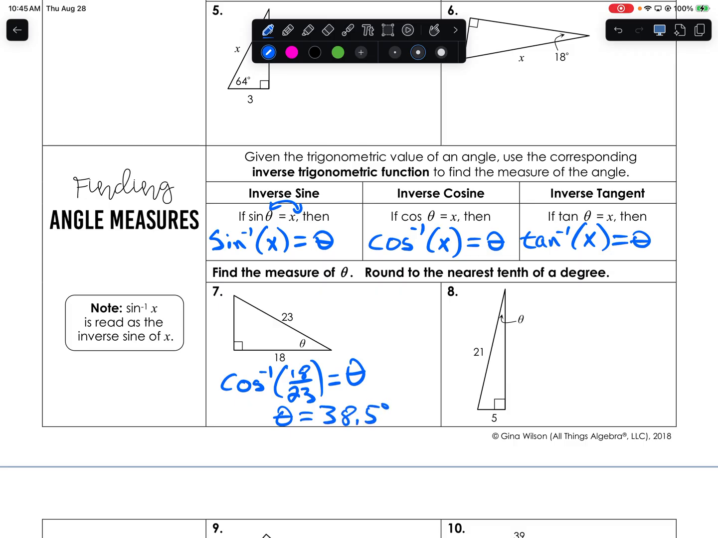You have to put the degrees. Remember, they say up here, round to the tenth of a degree. So make sure you round properly. 5 and above, give it a shove. Okay, do number 8 on your own. I'll write the answer up here. Inverse sine.